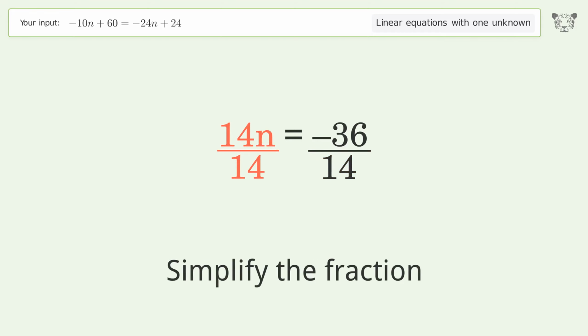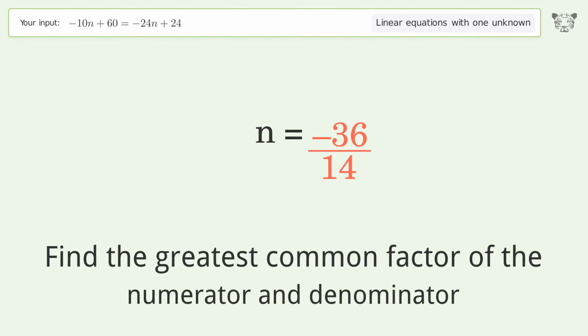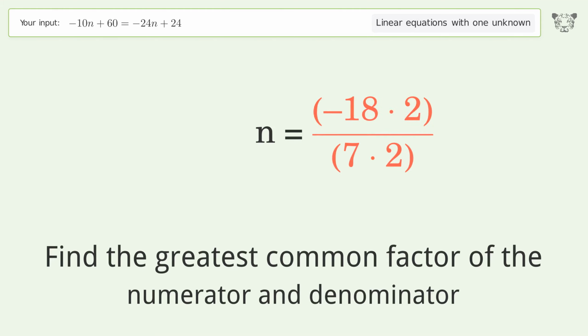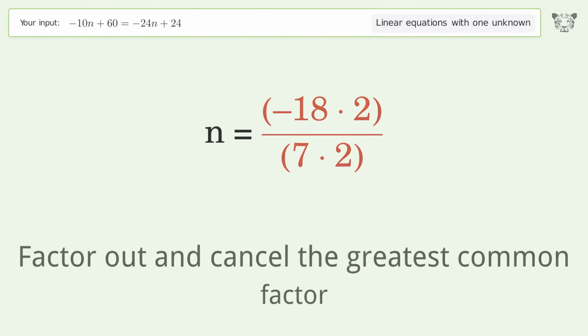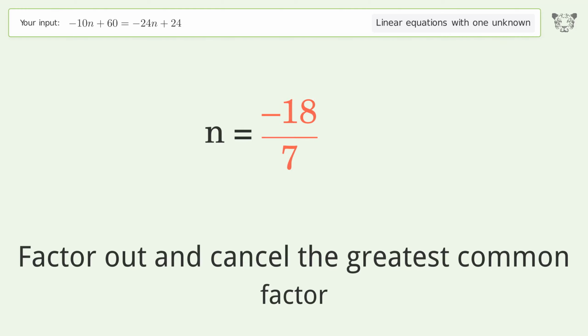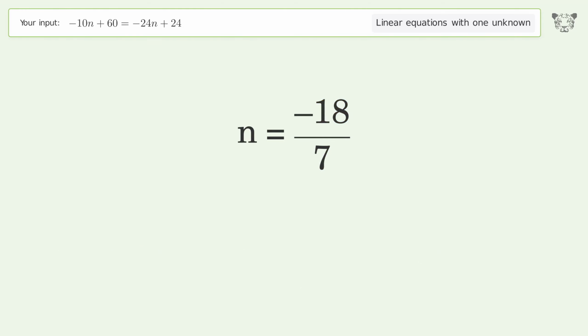Simplify the fraction. Find the greatest common factor of the numerator and denominator. Factor out and cancel the greatest common factor. And so the final result is n equals -18/7.